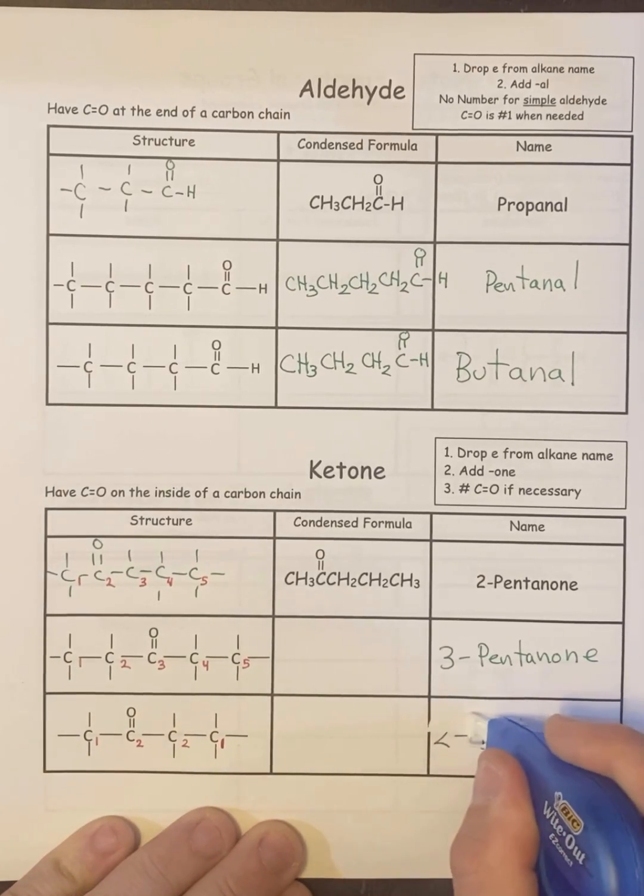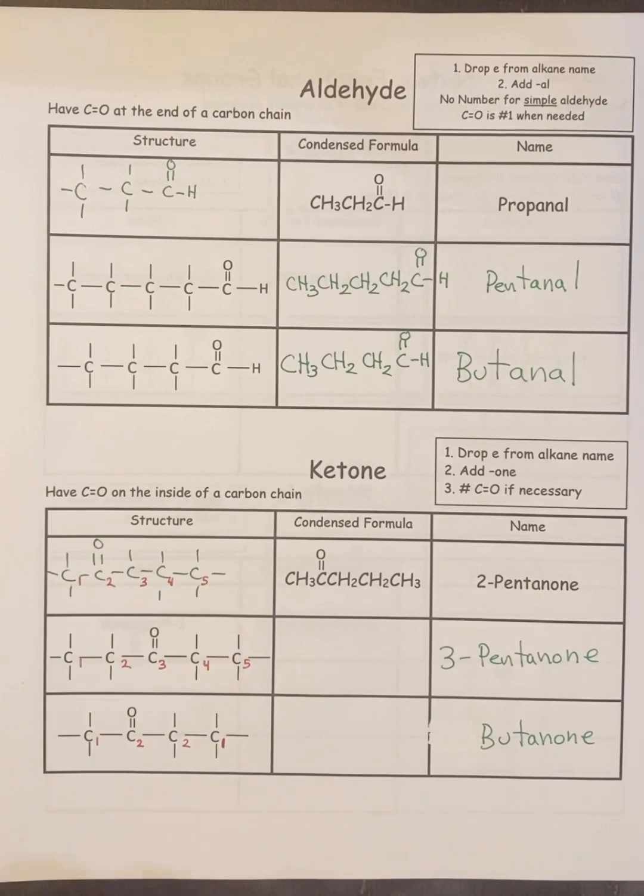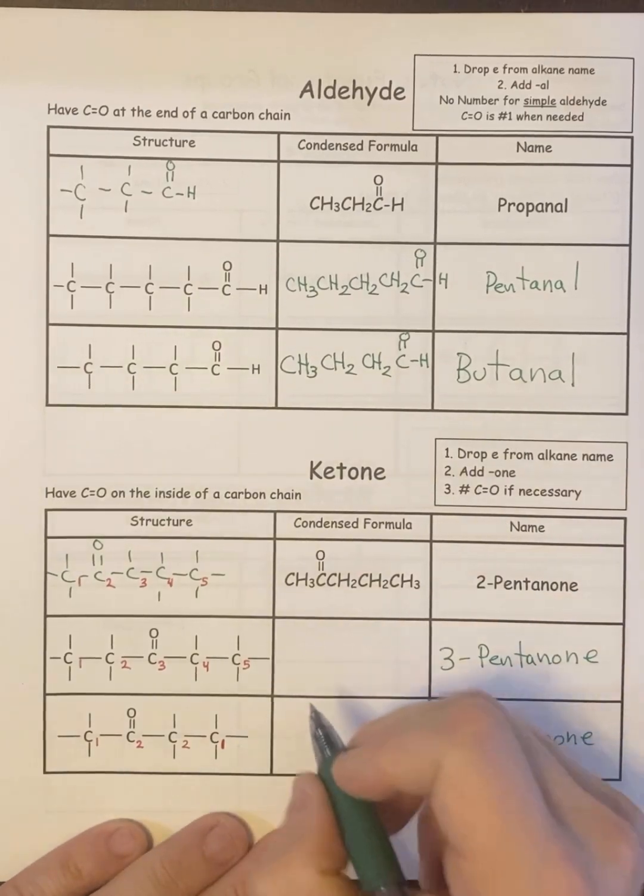So guess what? This one, if you put the number on it, it is wrong. This one is just butanone because there's no such thing as 3-butanone. It doesn't exist. It's just 2-butanone counted from the other side. So be aware of that.